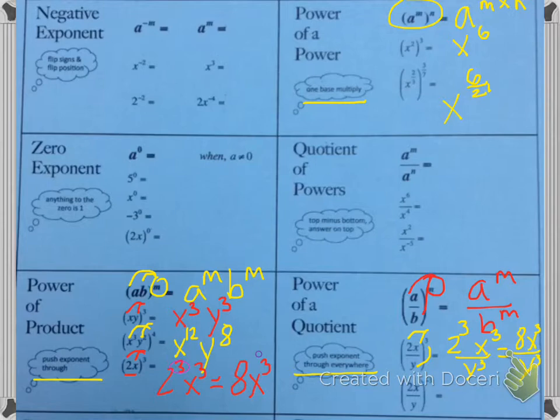Okay, so negative exponent, you're going to do the same thing. You're going to distribute the negative 3 to every base. That's every number, every variable, every coefficient. So this would be 2 to the negative third power, x to the negative third power, and y to the negative third power.